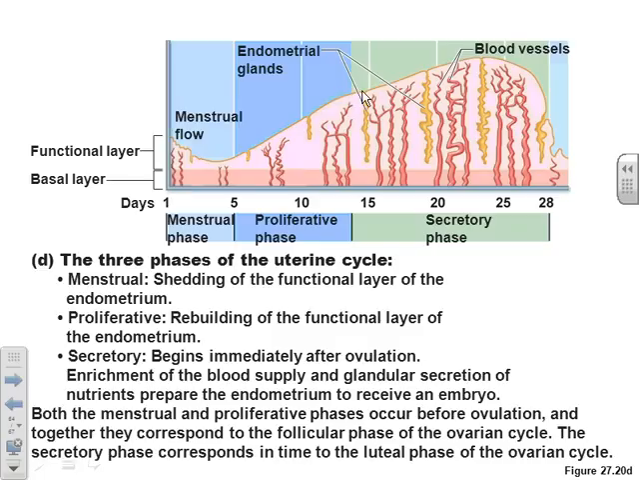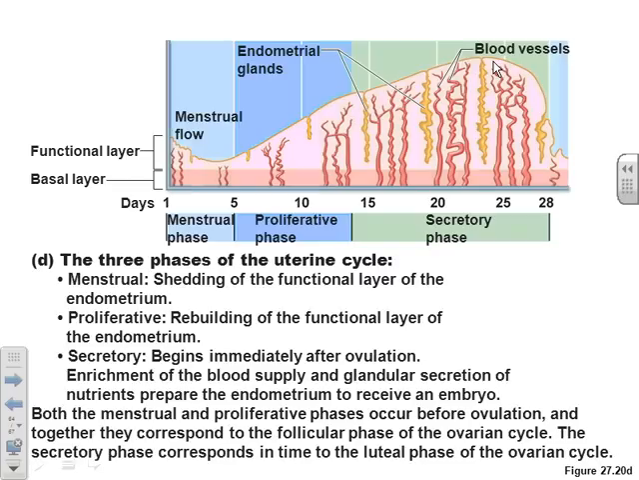Then we enter into the last phase, which is the secretory phase. We get really thick endometrial lining, and we're also beginning to start seeing our progesterone signals that are triggering, hey, egg has been released. We need to check and see if this egg has been fertilized to decide if we're going to start back over and go into the menstrual phase or not.